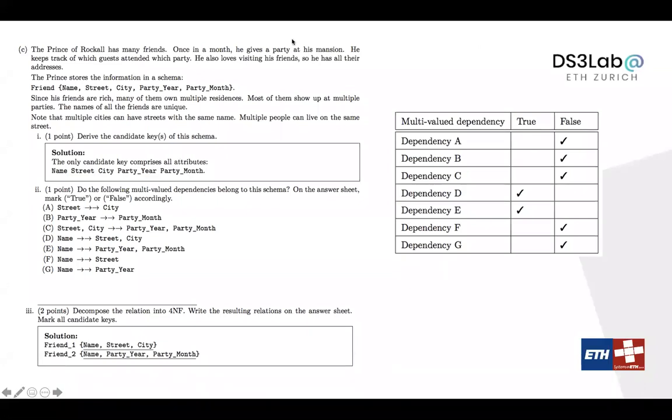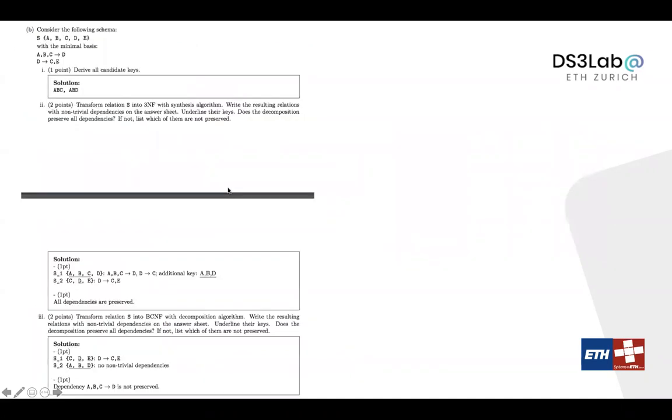A question. Yeah, please. Can we go one slide back? Where we have to derive all the candidate keys. I don't really get how we do that. Oh, yeah, that's a good question. Indeed, we didn't give you a precise algorithm to do that.